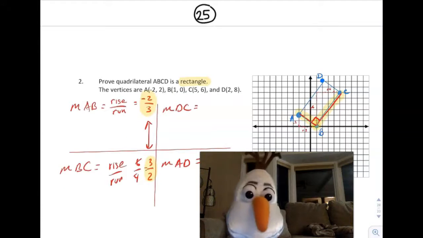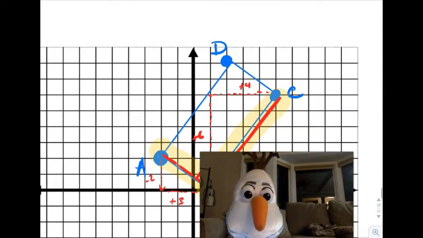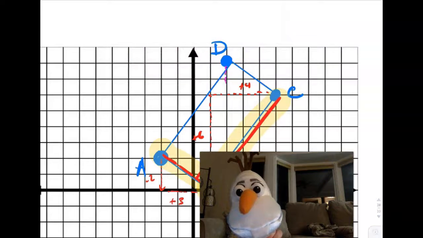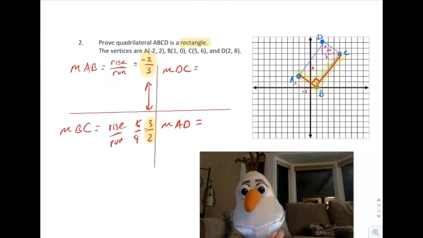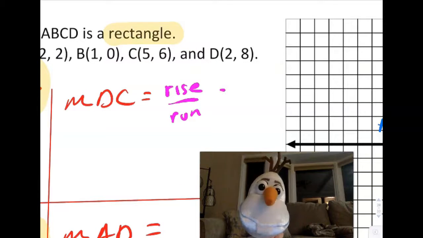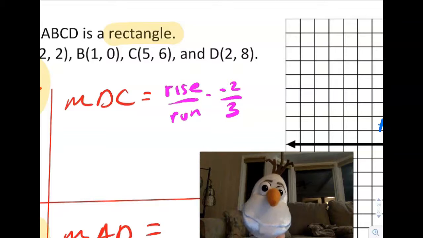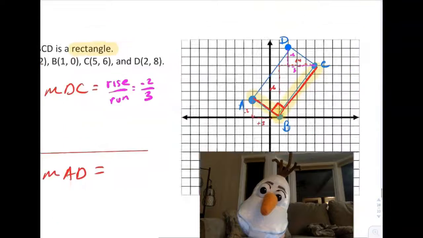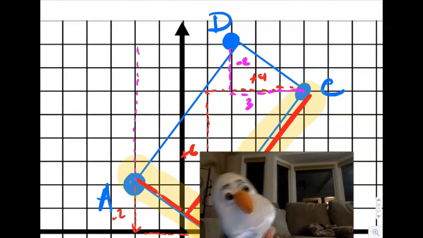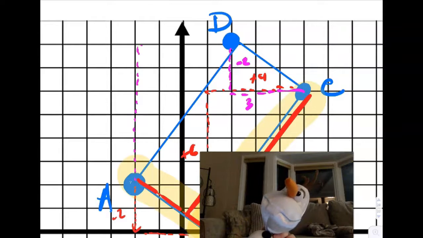And then we can finish and find the other two. The slope of DC, I'll switch colors here, would be down 2 over 3. Right? Down 2 over 3. So the rise over the run would be down 2 over 3. Okay? And then AD is this last side we haven't done yet, which is up 6, way up there, and over 4.